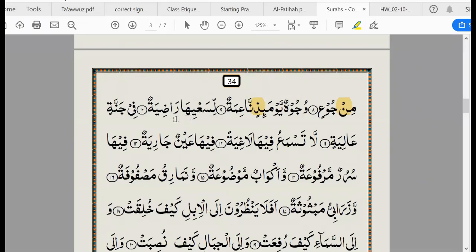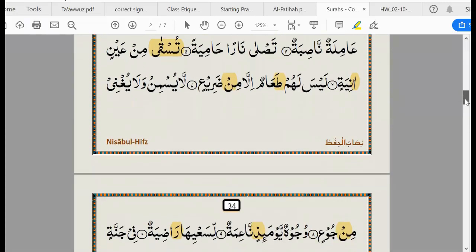لسعيها راضية. Okay. Ra is going to be thick, okay, because it has fatha. So radiyah. Okay? Not radiyah. Radiyah. راضية. Jazakumullah. Okay. Can we have another student? Yes.